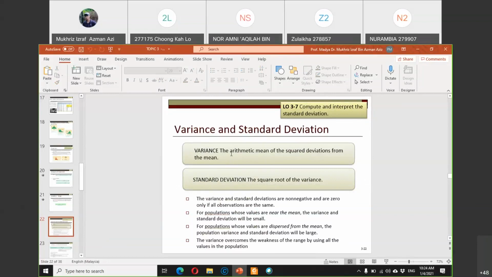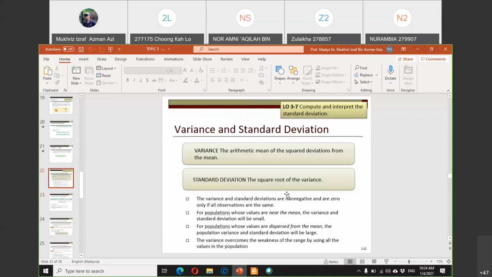So because of that, variance will always be positive, because it is the square of standard deviation. Basically both formulas will be very similar. It's only that once you get standard deviation, you take the square to calculate variance. So what are variance and standard deviation?